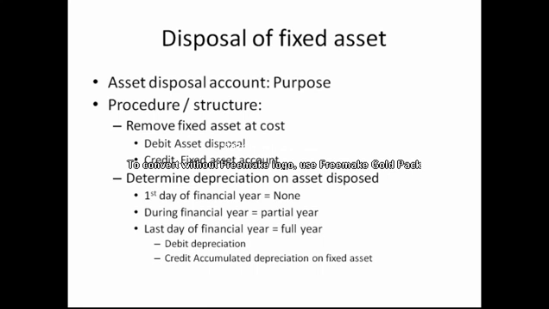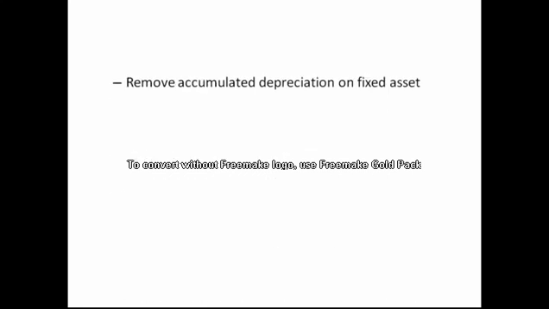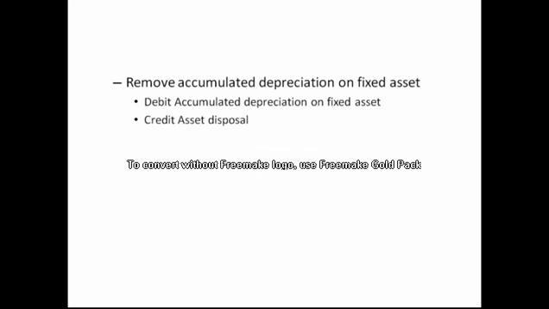And therefore, now we are ready to actually remove the accumulated depreciation on the fixed asset. Since accumulated depreciation is a negative asset, it has a credit balance, so we will have to debit to get rid of that accumulated depreciation. So therefore debit the accumulated depreciation on the fixed asset and credit our asset disposal account.